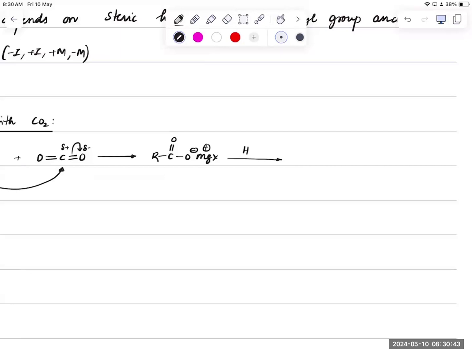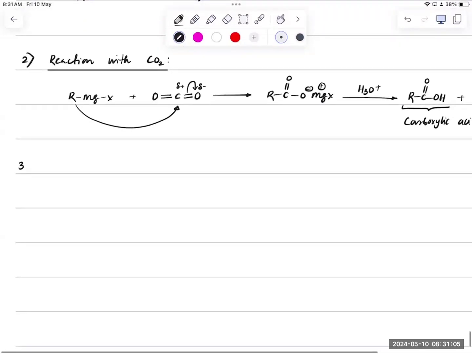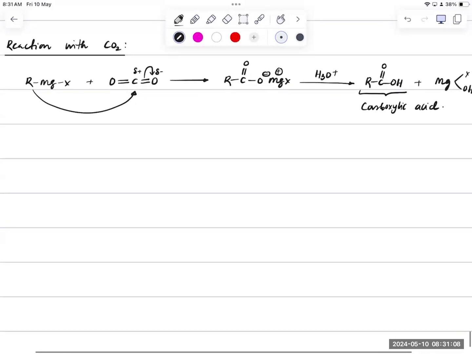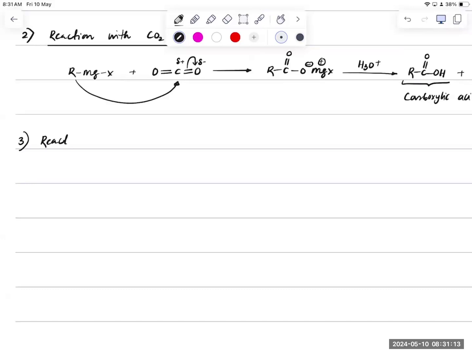And once you get this form, after hydrolysis, we will get R C double bond OH plus Mg X and OH. So what we are getting is carboxylic acids. When you treat with carbon dioxide, we will always get carboxylic acids. So remember that. Grignard's reagent, when you treat with carbon dioxide, we will get carboxylic acid. Next, reaction with acid derivatives.